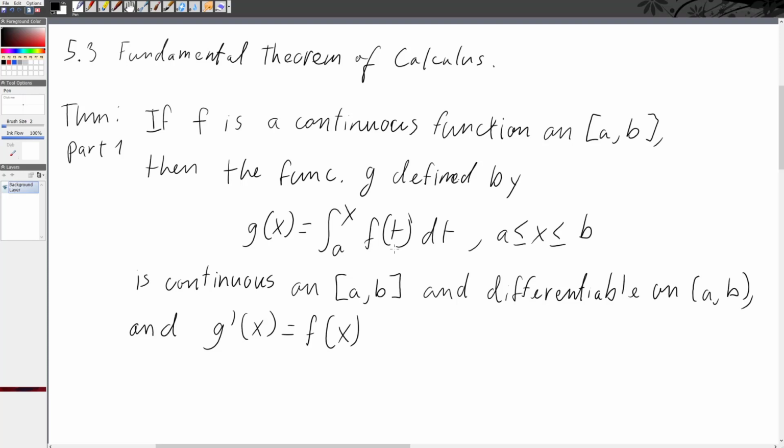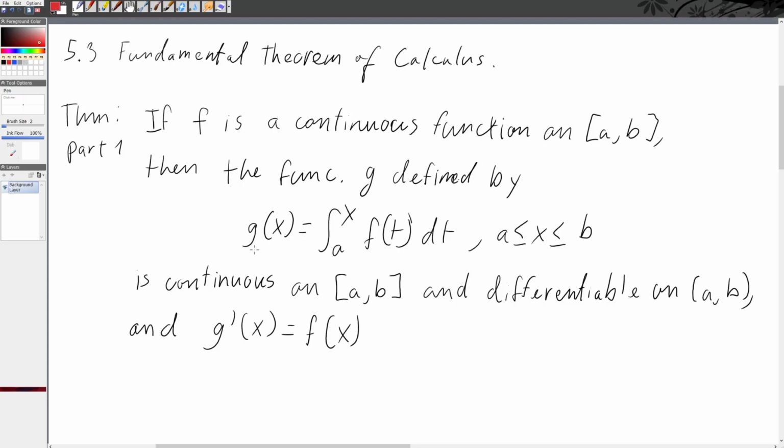So the theorem, at least the first part of the theorem, states that if f is a continuous function on the closed interval a to b, then the function g defined by g of x equals the integral of f of t dt from a to x, where x is somewhere between a and b, is going to be a continuous function on [a, b], as well as being differentiable on (a, b). And the derivative of g is the same as the inner function, f of x.